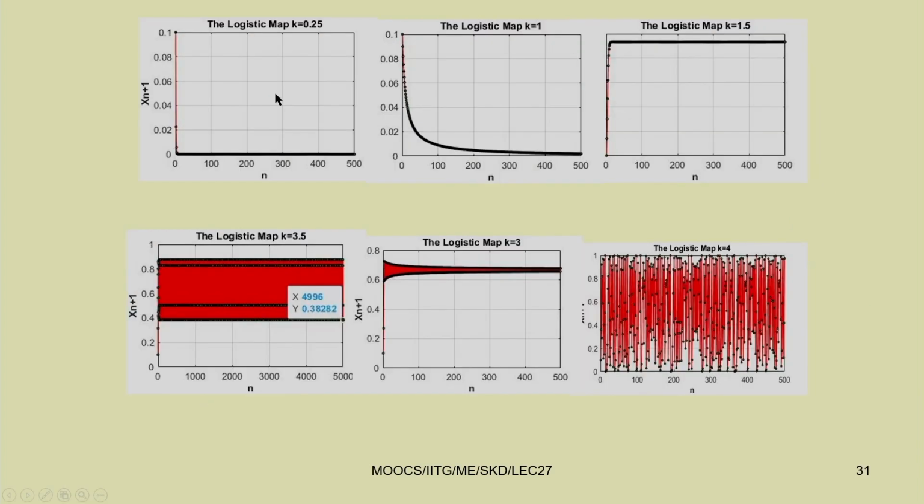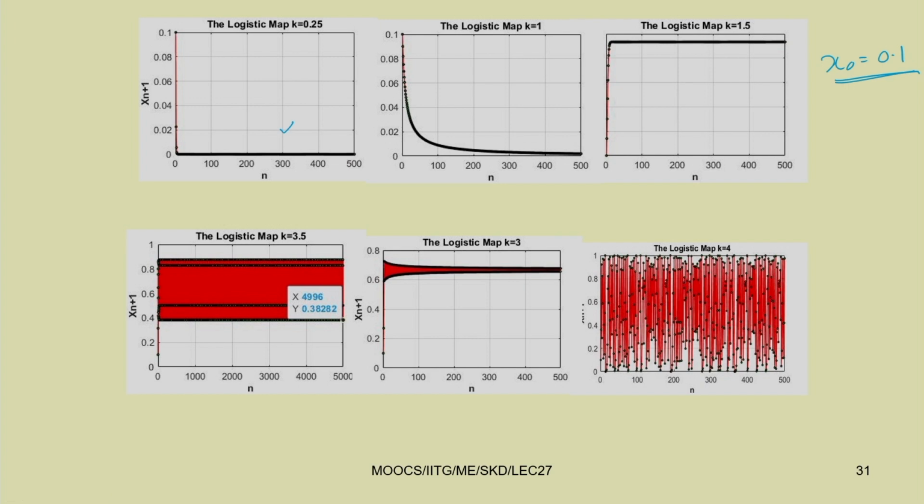So, the curve you are getting is the logistic map. You can see it for k equal to 0.25. We got this value of k. Here we are taking the initial x 0 equal to 0.1, starting with x 0 equal to 0.1. It depends on the initial conditions you are taking.